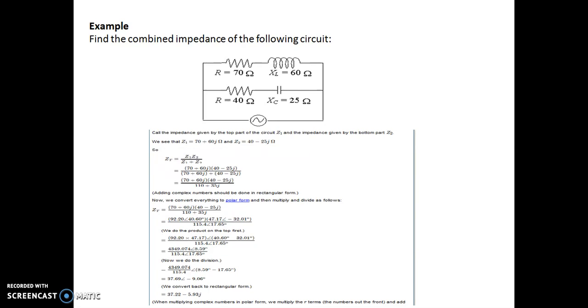First, we need to find out the equivalent impedance of the whole circuit. So we will proceed by 1 by Z equivalent is equal to 1 by Z1 plus 1 by Z2, or ZT is equal to Z1 Z2 by Z1 plus Z2. Now ZT is equal to 37.69 angle 9.06 degree in polar form, or in rectangular form the same is equal to 37.22 minus j5.93 ohms.